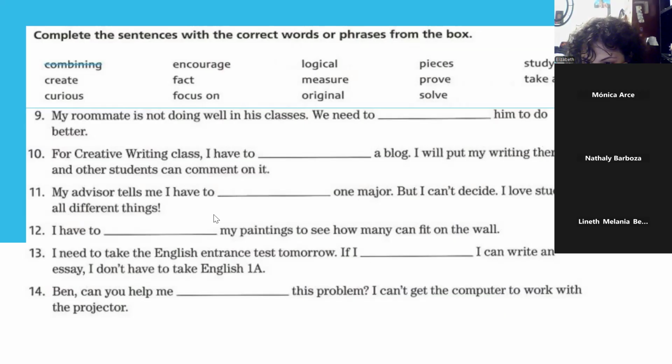So my advisor tells me, mi consejero me dice que yo tengo que, do you understand the word one major? One major es una carrera. Mi consejero me dice que yo tengo que focus on una carrera. Tengo que concentrarme en una carrera. But I can't decide. I love studying different things.